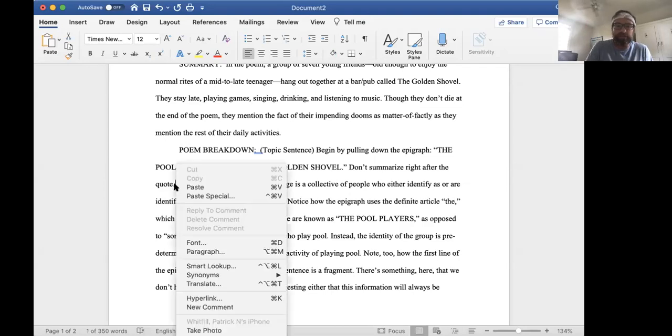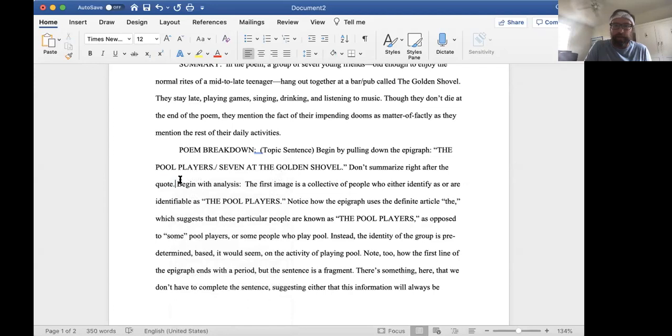So this doesn't really belong here, but it's a good reminder. I don't want to summarize right after the quote. One of the most common sentences that I end up marking out and saying get rid of this is that right after a quote, somebody says, in the epigraph we see that there are pool players. There's 7 of them there at the bar. And then you move in and actually start doing some more analysis. But you don't owe me that first sentence, because I got that. We're good. I got the content. So you need to start right away with analysis.